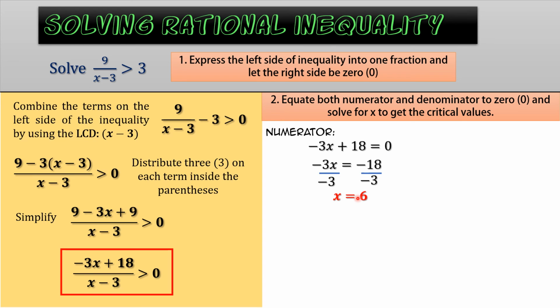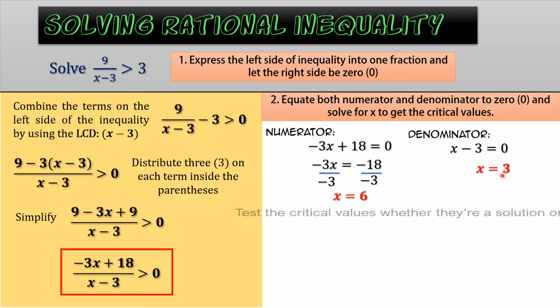Now let's proceed to the denominator. We have x minus 3 equals 0. Then solve for x. We transfer negative 3 to the other side of the equation. So x is equal to positive 3. Therefore, x equals 6, sorry for that, and x equals 3 are the critical values. After knowing the critical values, we have to test whether they are a solution or not.